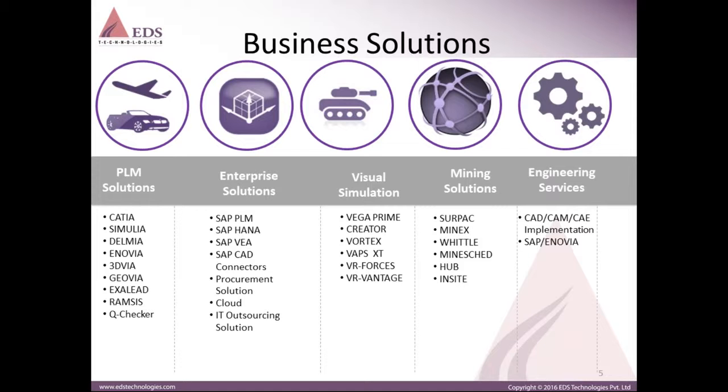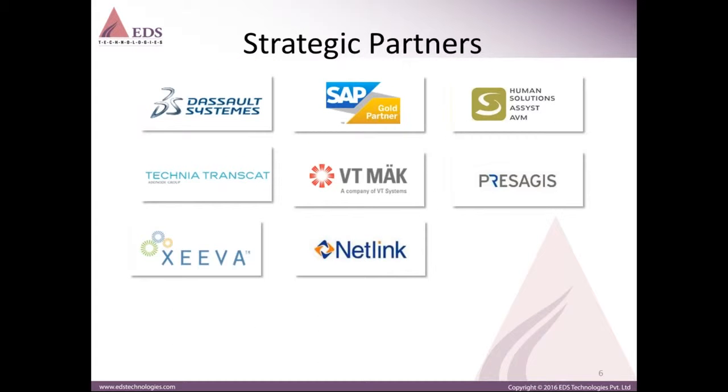And we have these business solutions. These are the industries we target: for PLM solutions, we target automotive and aerospace industries, and enterprise solutions for all industries, and visual simulations for defense industries. For mining solutions, we have different products under the Geovia brand. Apart from that, we have engineering services, which come under CAD, CAM, CAE implementation, and also SAP or Innovia. These are our strategic partners, for whom we do the sales and give support: Dassault Systemes, SAP, Presagis, and Netlink. These are our major partners.